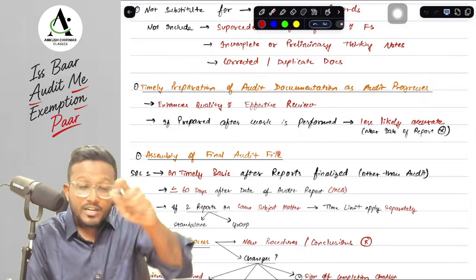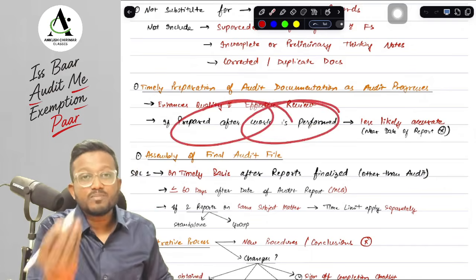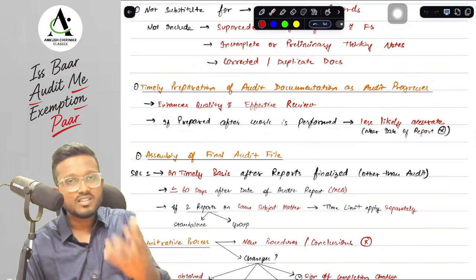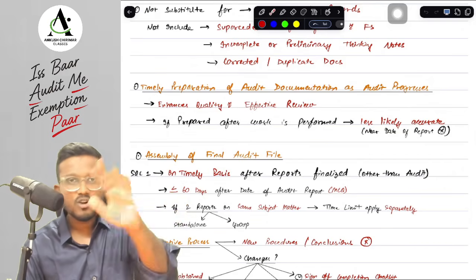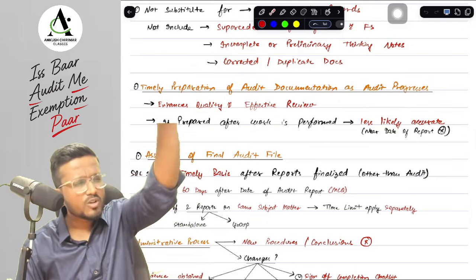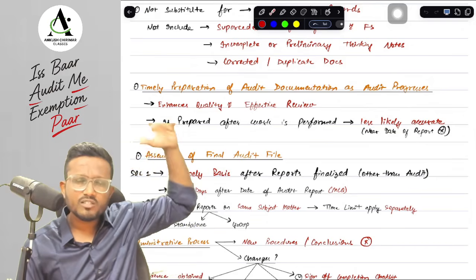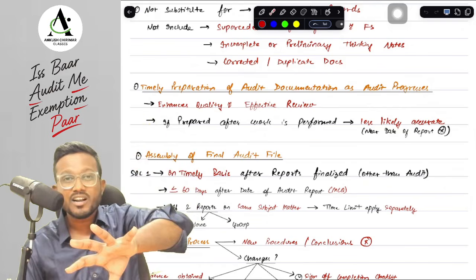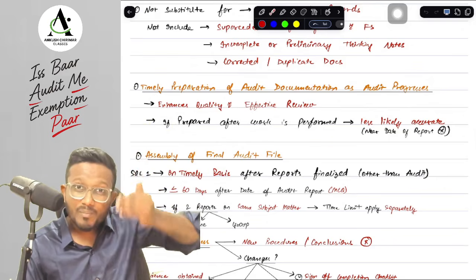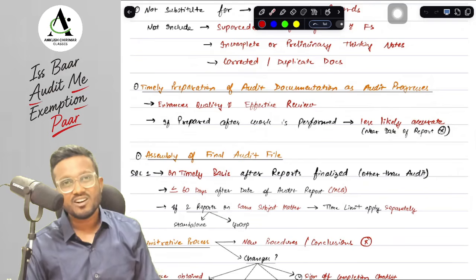And lastly, audit documentation that is prepared after the work is performed is less likely to be accurate. Which means what, sir? Obviously, whatever we have read yesterday, we are not able to remember everything, or keep it in our head. So suppose you performed a procedure 2 or 3 months ago, and now you are preparing the audit documentation. Will it be accurate? No, sir. The more accuracy will be there when you are preparing the audit documentation as soon as you have done that work. Okay, yes, sir.